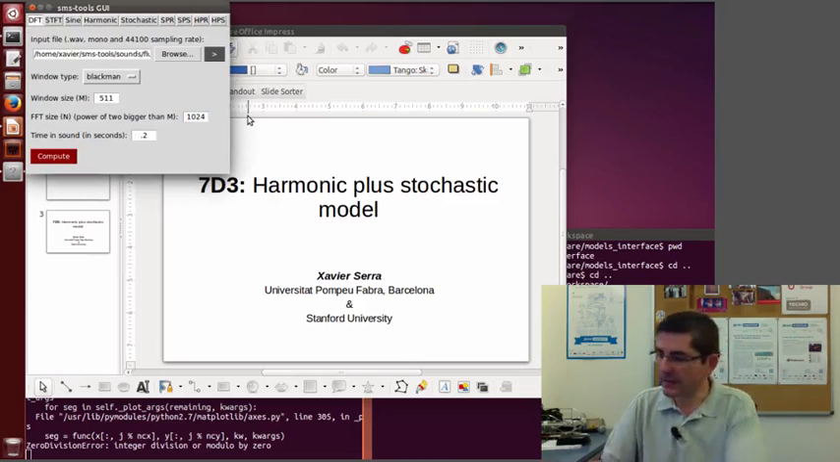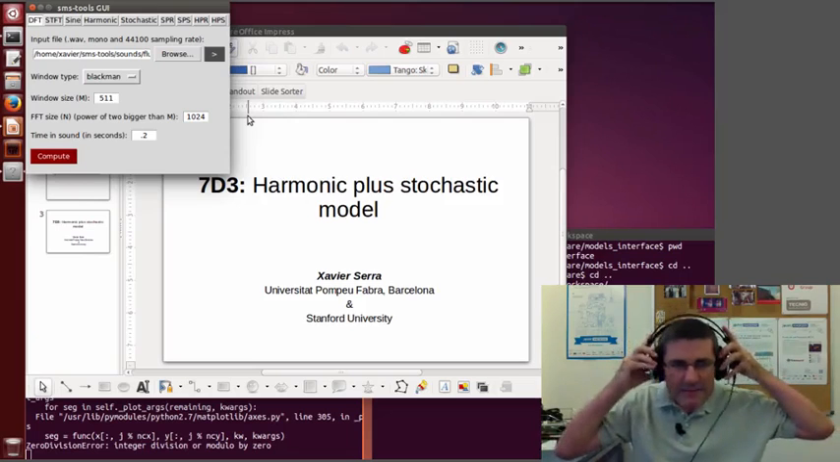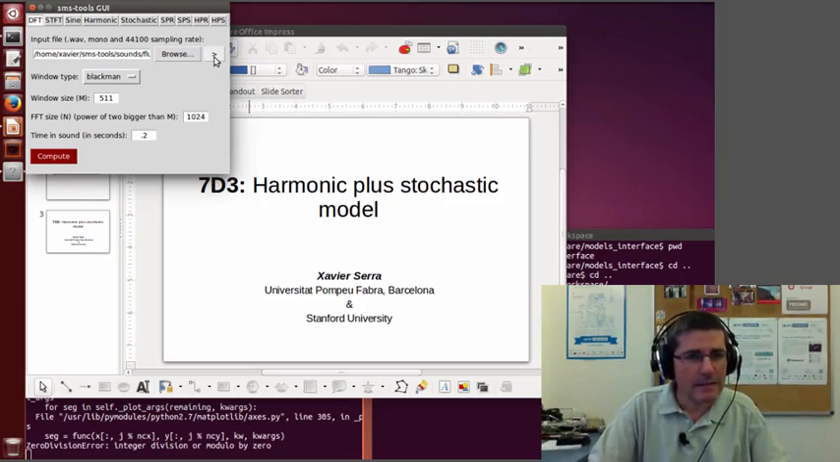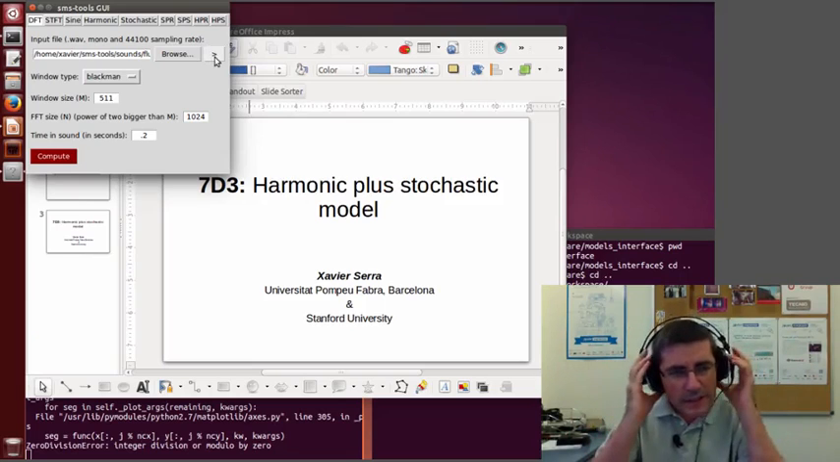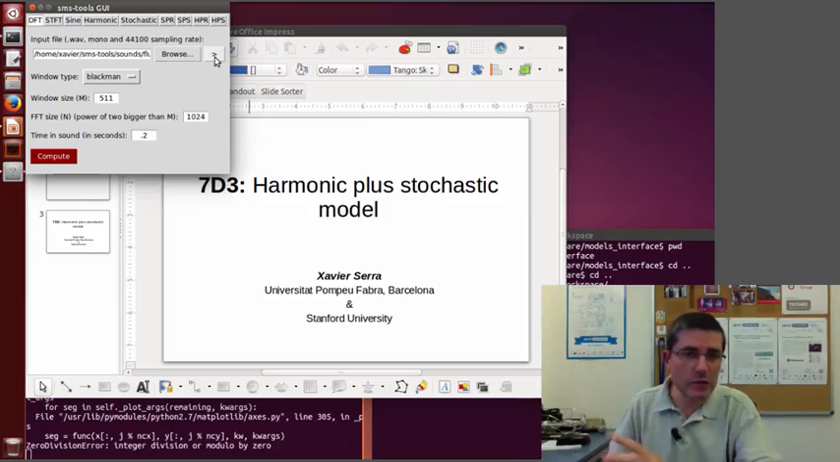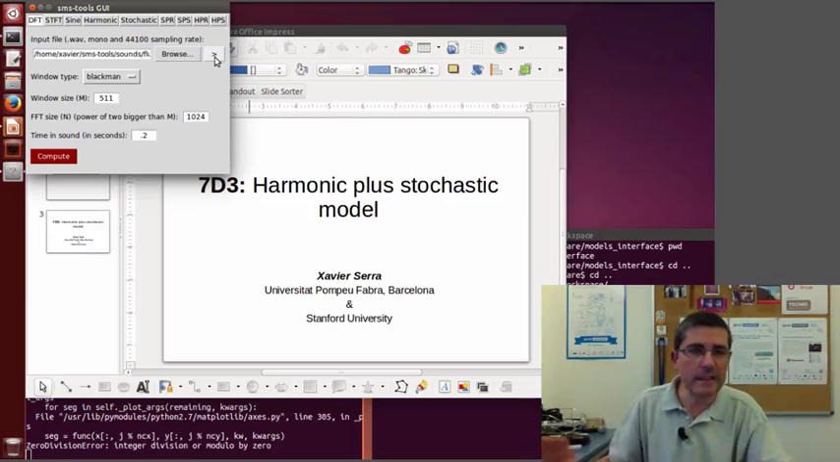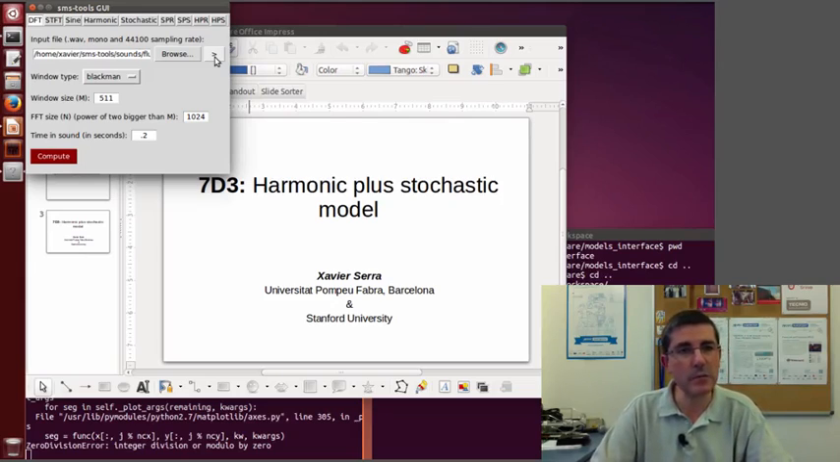Okay, so let's listen to this flute sound. Okay, so it's a very stable note, quite clearly defined pitch. In fact, it is an A4. And it clearly has some breathing quality that will be relevant for this idea of the stochastic component.